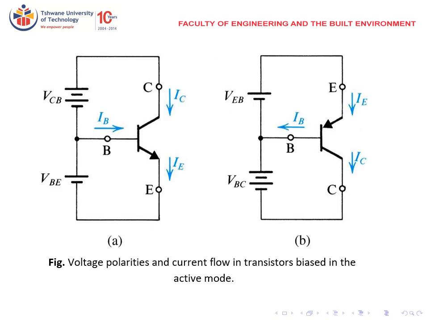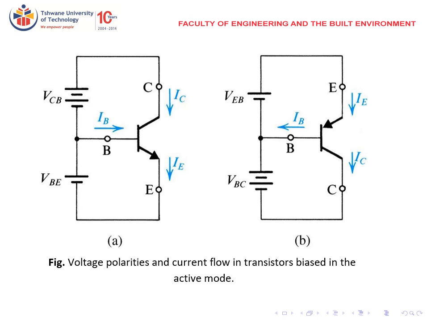Voltage polarities and current flow in transistors biased in the active mode. So here on the left we have an NPN transistor, and on the right hand side we have a PNP transistor. We notice that because of the arrow, when the arrow is pointing out, it means that the PN is from P to N, so it shows us that it's an NPN transistor. And then on the right hand side, the arrow is pointing in, meaning that it's moving from P to N, so it's PNP. We only show the arrow for the emitter.